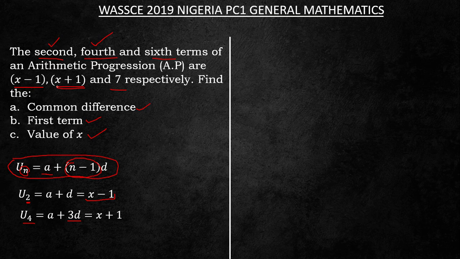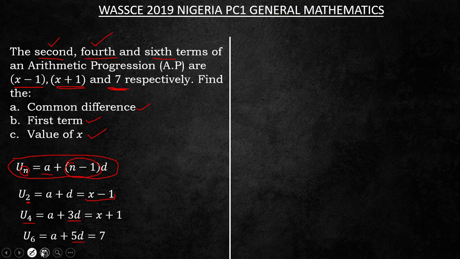Then finally we can talk of the sixth term. The sixth term is when n is equal to 6. If I put n equal to 6 over here, I get 6 - 1, which gives me 5, then times the d. That is how come you have the 5d down here. So it's going to be a + 5d is equal to 7. That is what is given in the question, the sixth term.